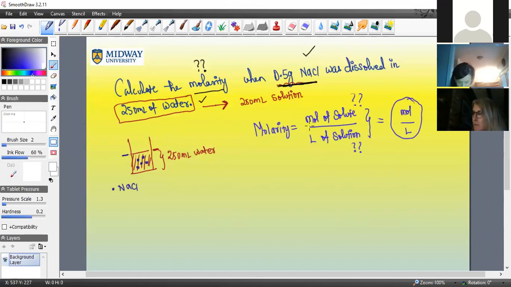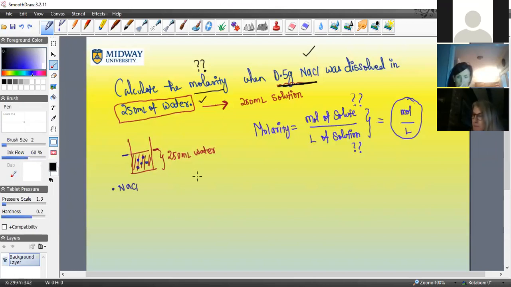So, first step first, moles of solute. How are we going to get it? Whenever you're given... ooh, that's really white. Okay, I guess I went outside my canvas.